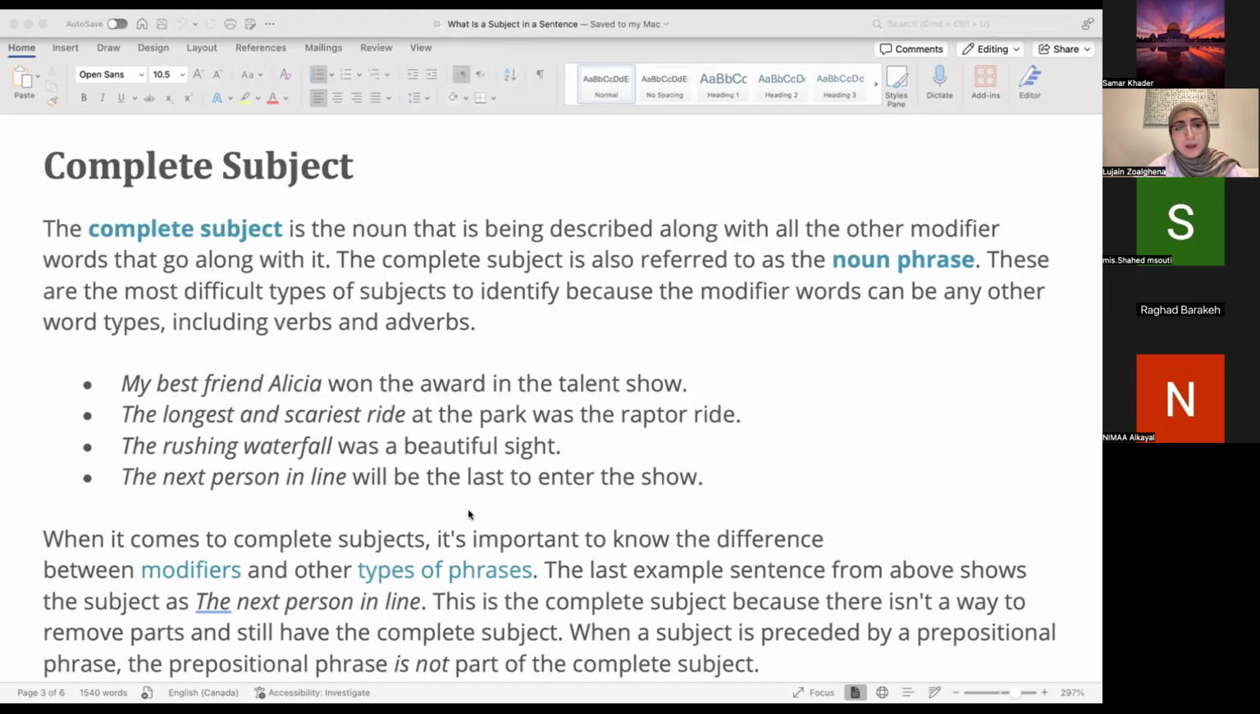Now let's try to find the complete subjects over here. Who can give me the complete subject in the first sentence? My best friend Alisa. So my best friend Alisa, this is the complete subject, right? The second one.